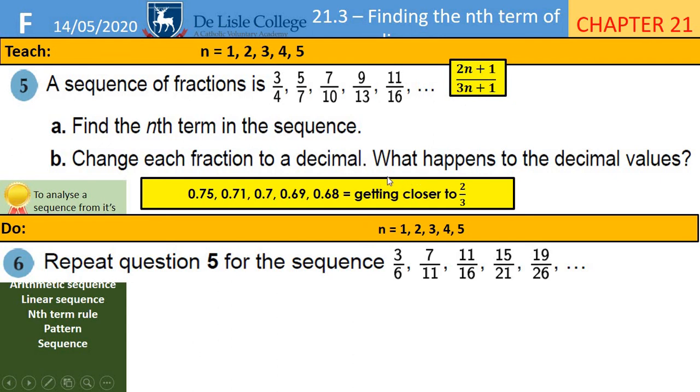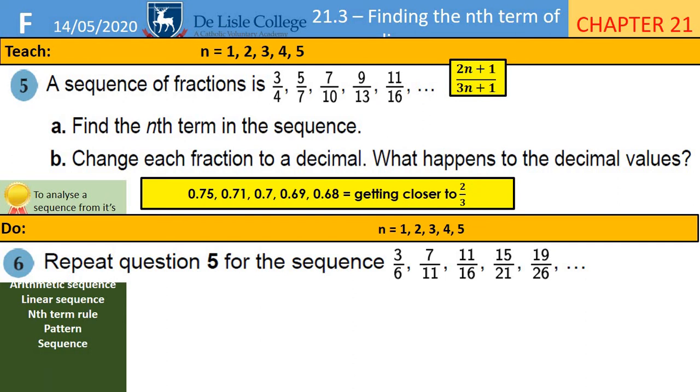Now, the next thing you can see here, it says change each fraction to a decimal. What happens to the decimal values? So you'll use your calculator for this, because we actually know a fraction is just a division. So you can write it as the fraction in your calculator. You might want to have a go now. So 3/4, press the S-D button and you get the decimal. If you don't have a scientific calculator, you can just do 3 divided by 4 and 5 divided by 7, and you get these numbers here. But you want to know what happens to them. And actually what's happening is they're getting closer to a value of 2/3 or 0.6 recurring.